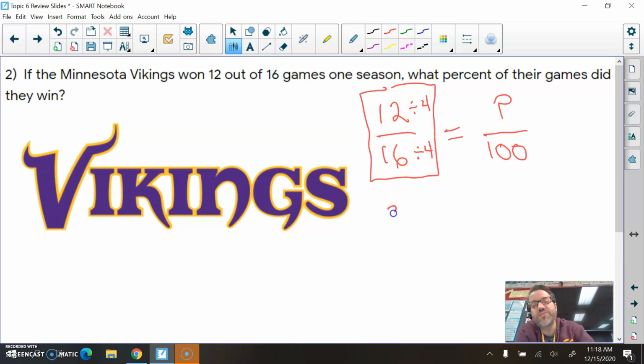12 divided by 4 is 3. 16 divided by 4 is 4. So if you simplify that fraction, that's 3/4. So the Vikings that year won 3/4 of their games.